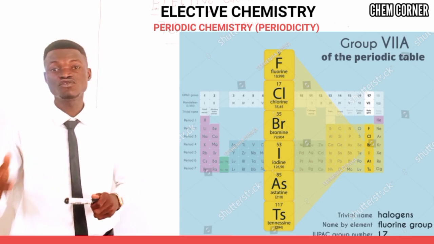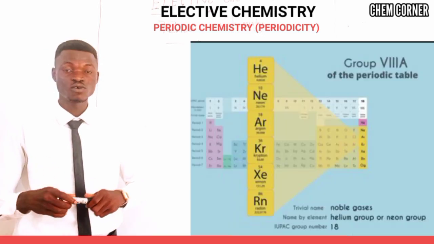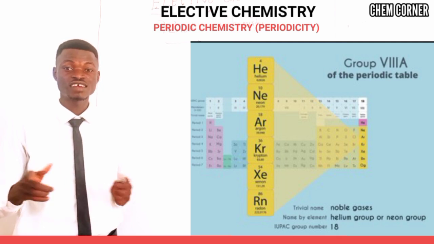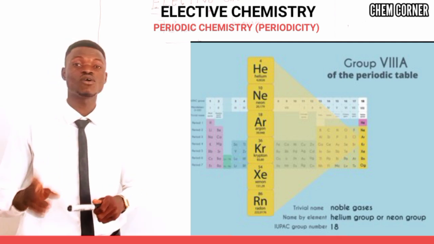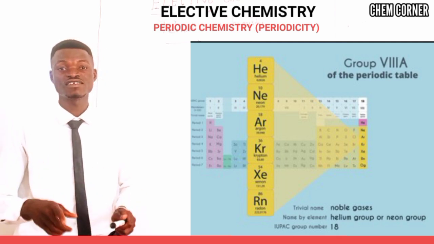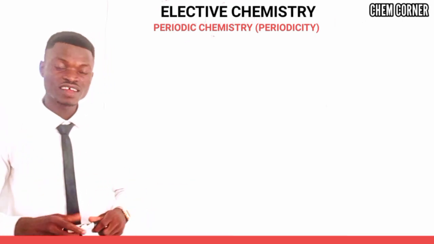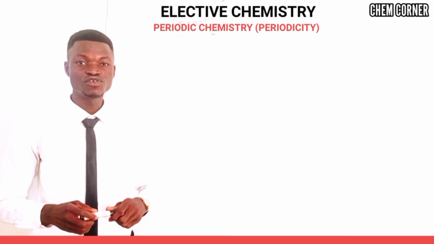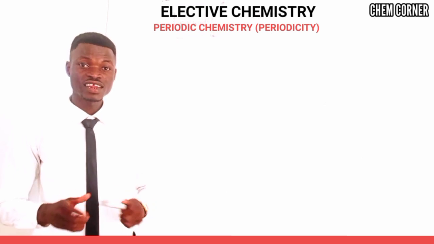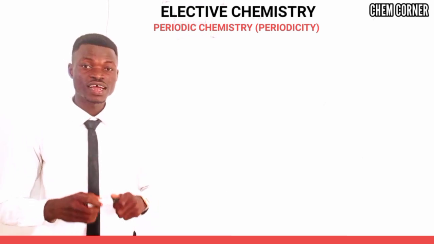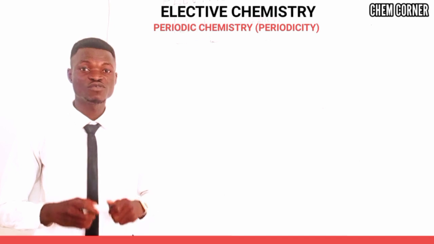We also have the last group, the group 8, also known as the noble gases. They are called noble gases because they are all gases and they are unreactive, or do not like to react with other elements. Another category of the periodic table is the period. As I said earlier, those are elements that have the same number of shells.